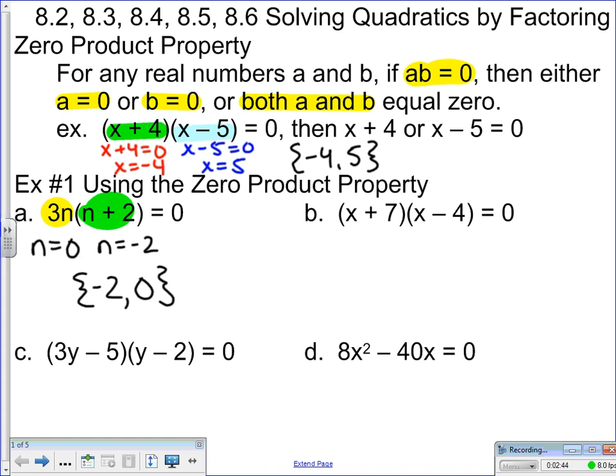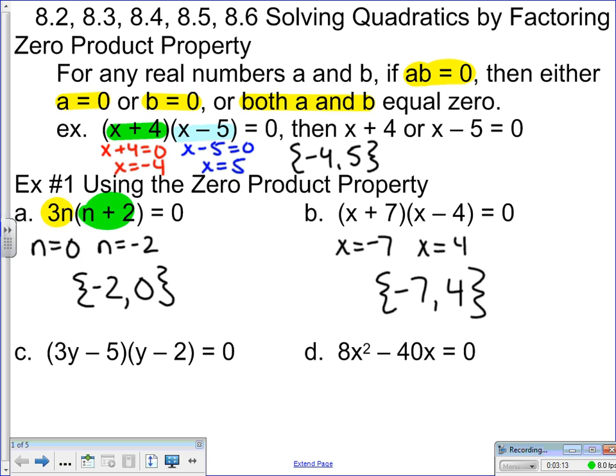And now for the B, you've got x plus 7. The opposite of plus 7 is negative 7. And the opposite of negative 4 is positive 4, because if you put a positive 4, subtract 4, you'll get 0. So your two answers are negative 7 and positive 4.